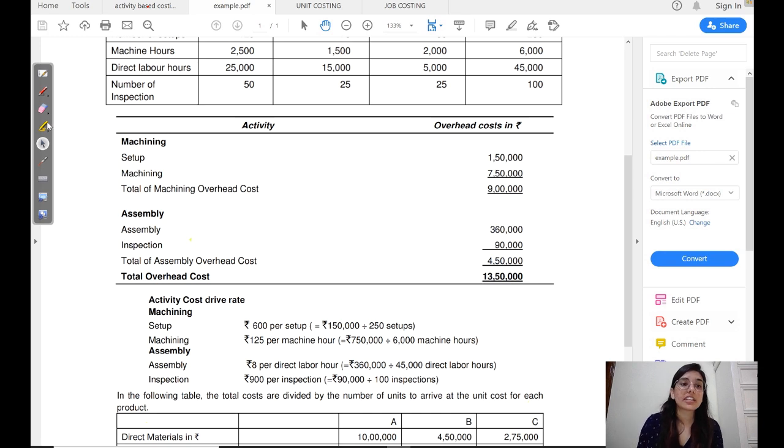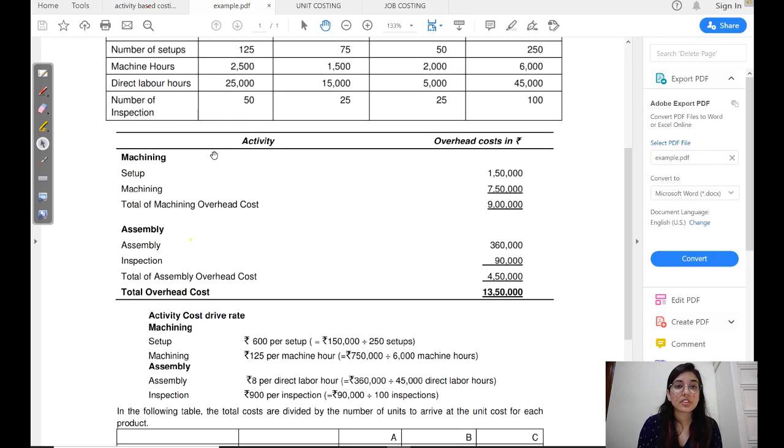So here are the activity cost driver rates. First we have the total cost as 1,50,000 and the number of setups as 250. So we need to divide 1,50,000 by 250, and we will get 600. Similarly, we can calculate for machining, for assembly and for inspection. For inspection, it is 90,000 divided by 100 inspections, right? That will give us the inspection cost driver rate.